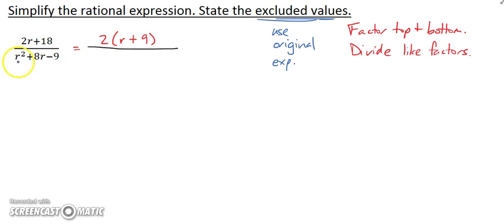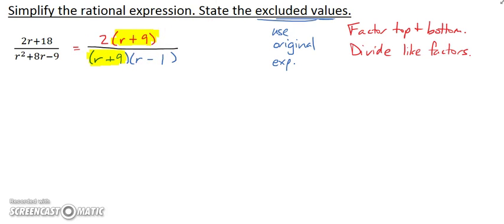Now the bottom is a trinomial with r squared, r, and a number, so I can factor the bottom, hopefully, using my sum and product trick. I've got r squared plus 8r minus 9. I need two numbers with a sum of 8 and a product of negative 9. And I think that positive 9 and negative 1 works. If I add them, I get 8. If I multiply, I get negative 9. And it's good. So I have completely factored the numerator and the denominator. But hey, look what I noticed. I've got a factor that's common to the top and the bottom, my r plus 9.